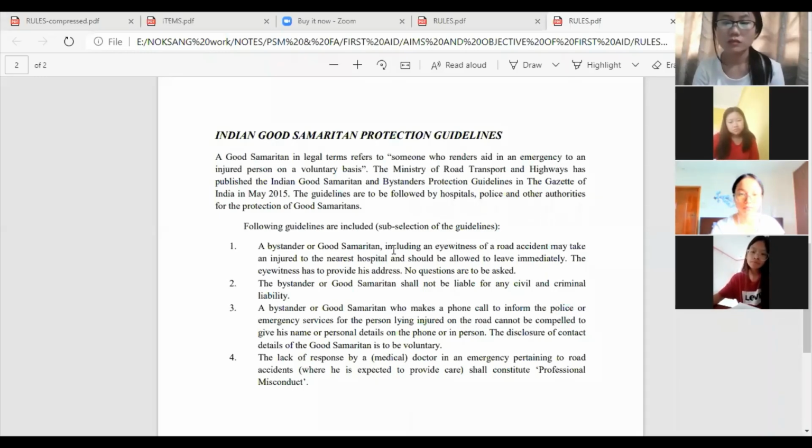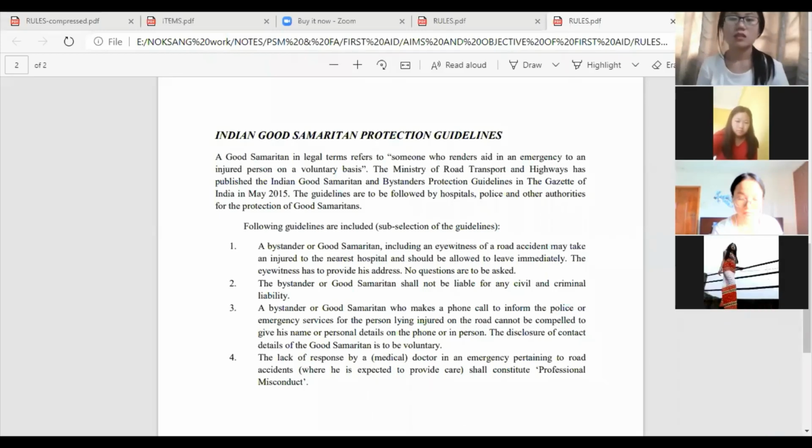Please note it down. Can you see it on the screen? Yes, ma'am. Please note it down. This is important, the Indian Good Samaritan Protection Guidelines. This is important for your exam also. That's why I'm sharing the screen. You just see and note it down.